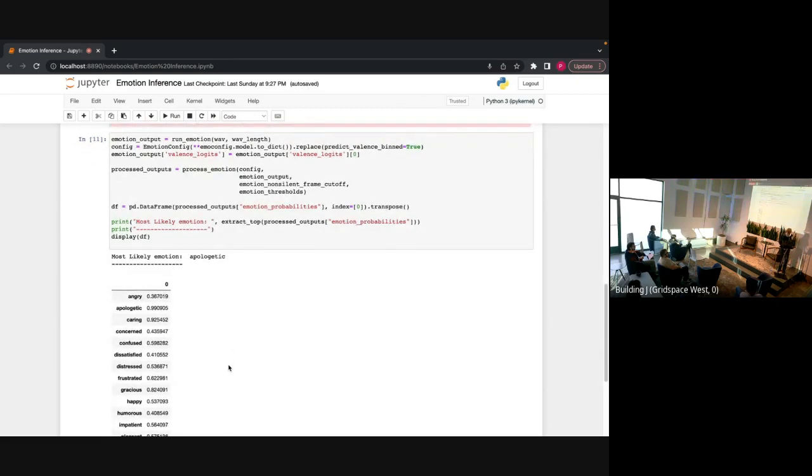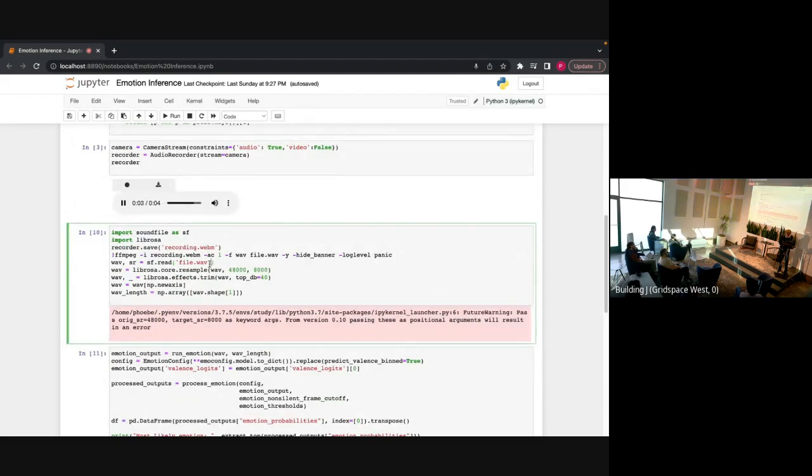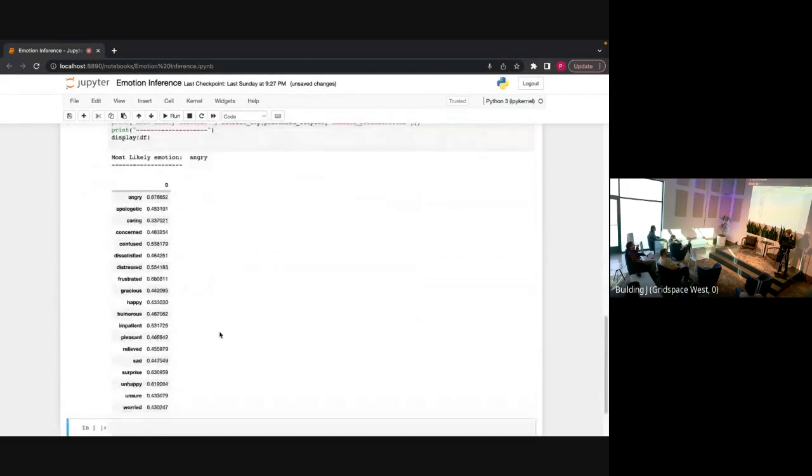Yeah, I can try another emotion. Does anyone have an emotion they want me to try? What if I say a really nonsensical sentence in a really angry tone? A hot anger, but a really boring sentence, like: passing these positional arguments will result in an error. I really hate. I'm glad we don't have to actually listen to that. Hey, that was kind of obvious though.